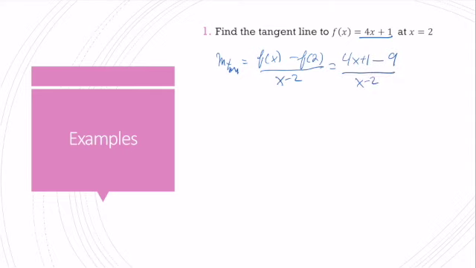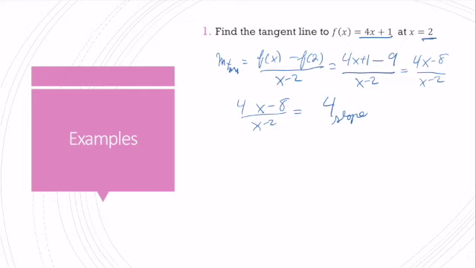That gives me 4x minus 8 over x minus 2. 4x minus 8 divided by x minus 2 is just going to be 4. So this gives me my slope. I now need to know a point on the line.